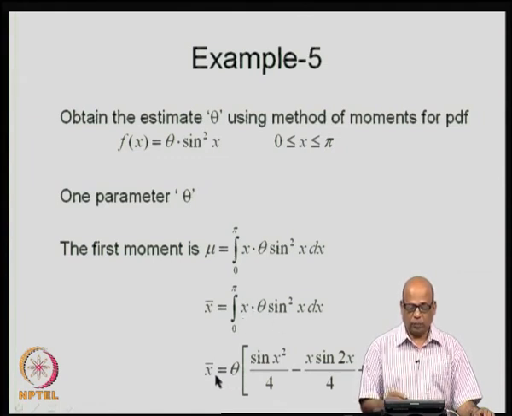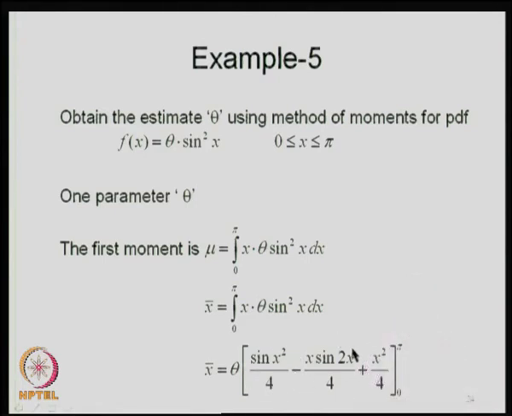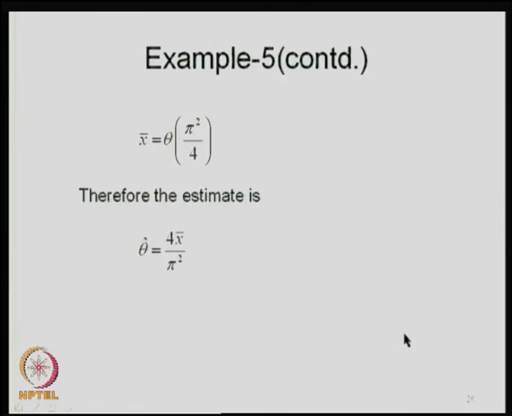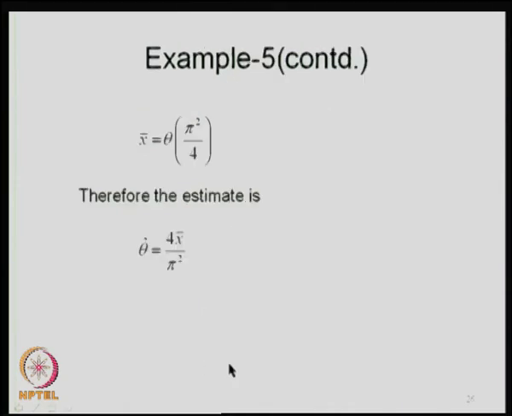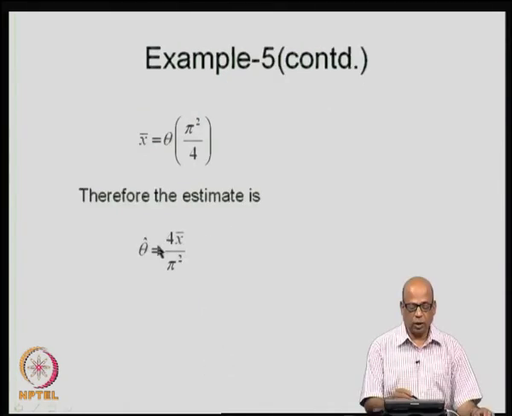You will get x bar is equal to theta times [sin x square by 4 minus x sin 2x by 4 plus x square by 4] between 0 and pi. So, that turns out to be x bar is equal to theta pi square by 4. Remember here we said x bar is an estimate for mu, and therefore, we get theta cap here. So, theta cap will be 4 x bar by pi square.